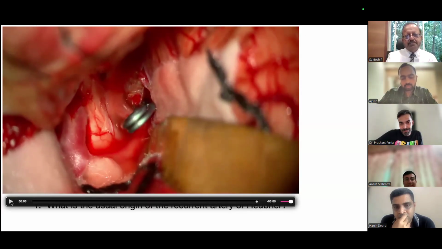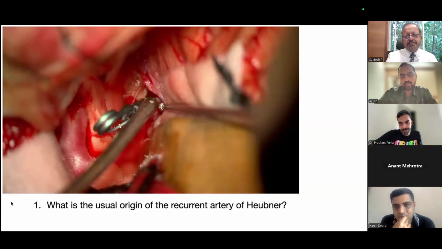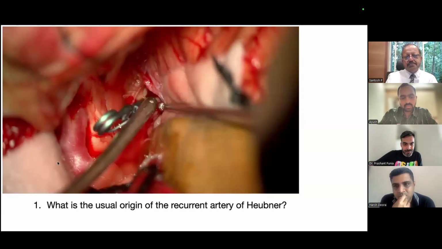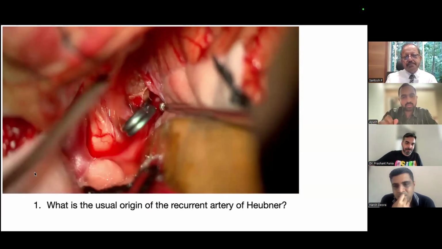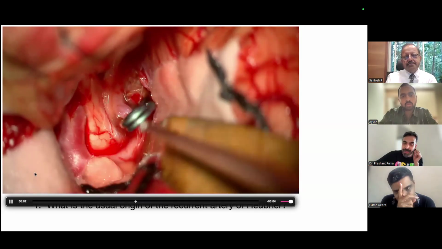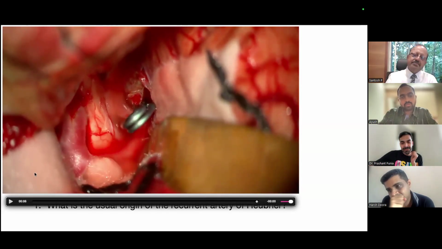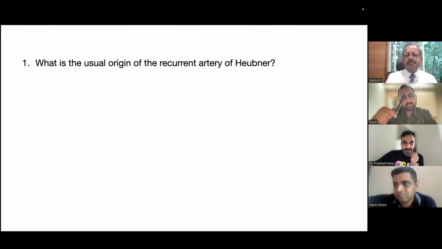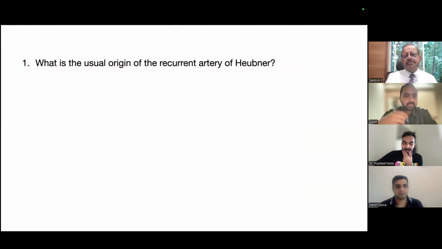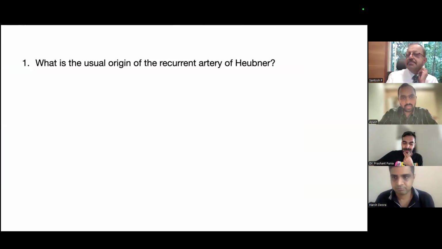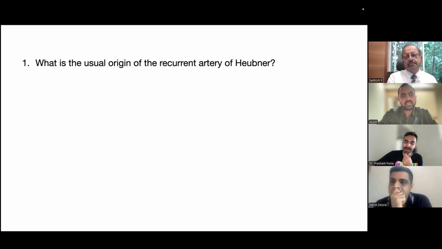The most common origin of the recurrent artery of Heubner is from the ACOM A2 junction, though some do originate from the A1 ACOM junction. It is important because of its supply to the internal capsule and the basal ganglia area. So damage to this can lead to infarct and paralysis in the postoperative period.